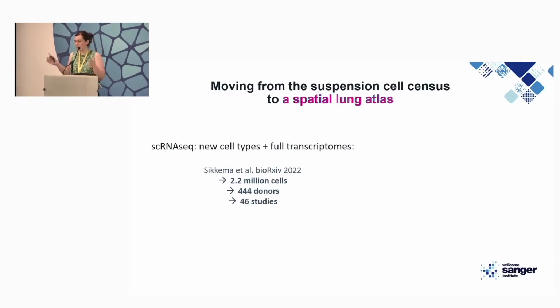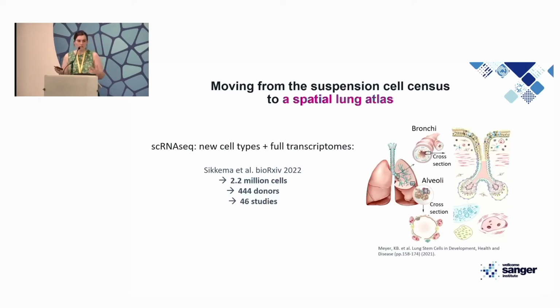And it's no argument that the suspension cell, single cell, single nuclear RNA sequencing has revealed new cell types and the full transcriptomes of the full complement of cells in the lungs. This has been exemplified by Fabian, Malta, Lisa, with the integrated atlas of millions of cells, hundreds of donors and almost 50 studies. But what we're really missing here is the spatial context, both at the macroanatomical level and the microanatomical level. In particular, the lung has quite complex structures within it, and this is important to understand.